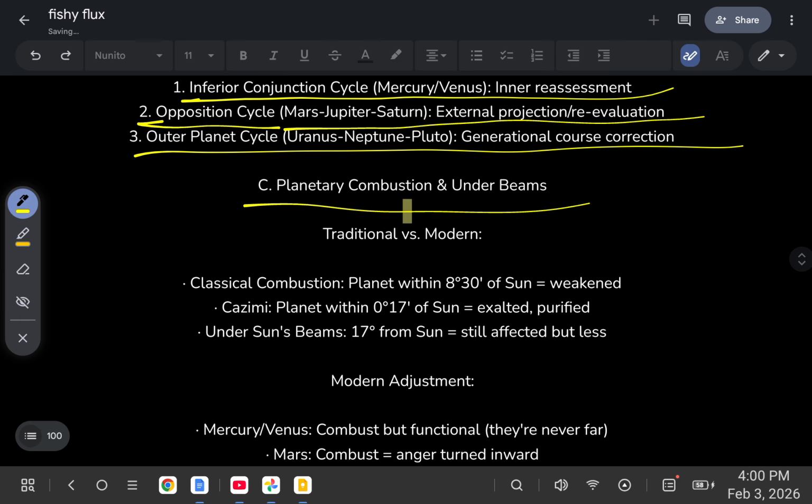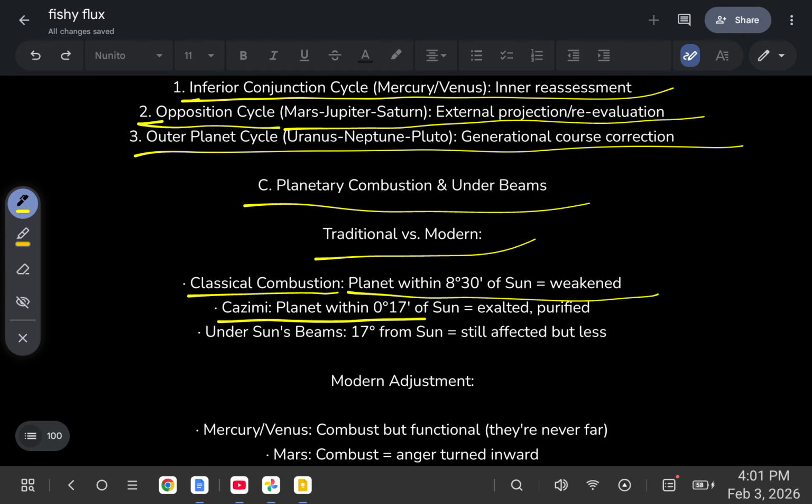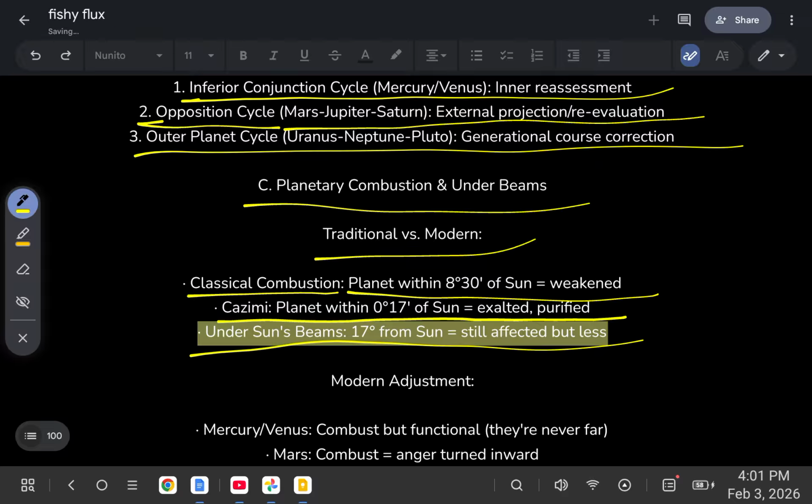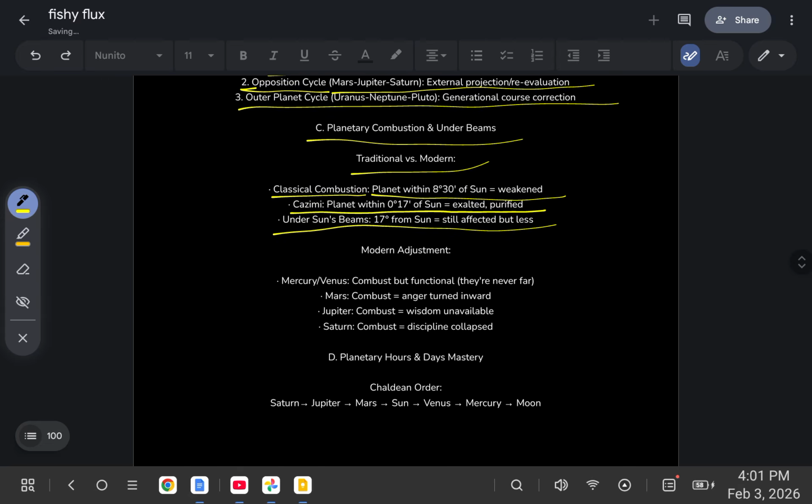Our planetary combustion and under the beams, traditional versus modern. Classical combustion, a planet within 8 or 8.5 degrees of the Sun, equals weakened. Cazimi, a planet within 17 arcminutes of the Sun, equals exalted, purified. Under the Sun's beams, about 17 degrees from the Sun, still affected, but less.